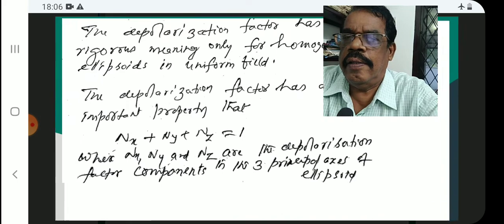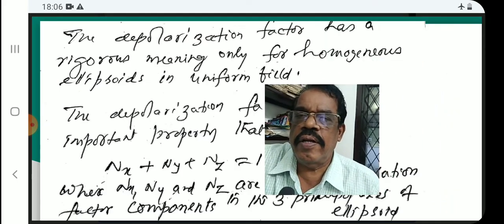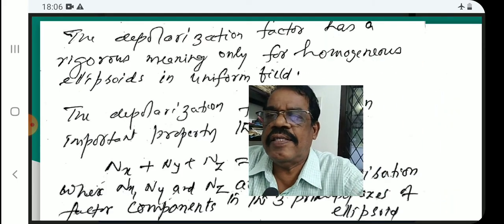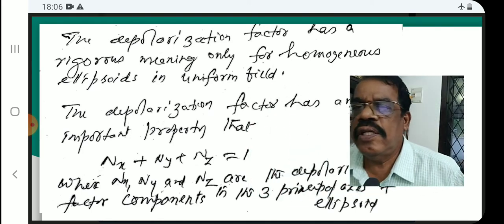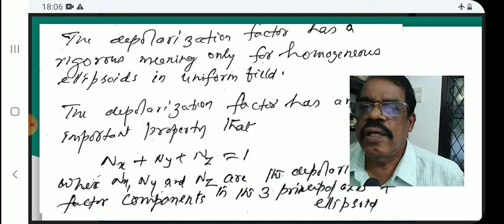The additional point is that the depolarization factor has a rigorous meaning only for homogeneous ellipsoids in a uniform field.